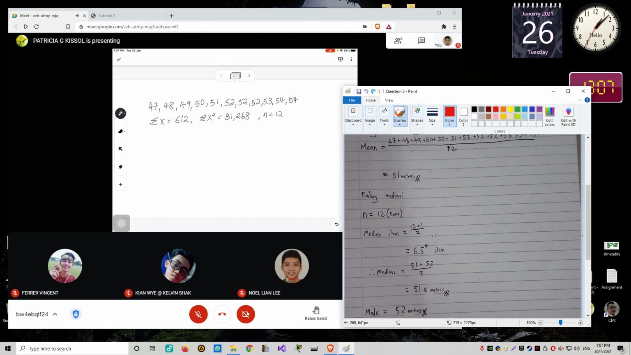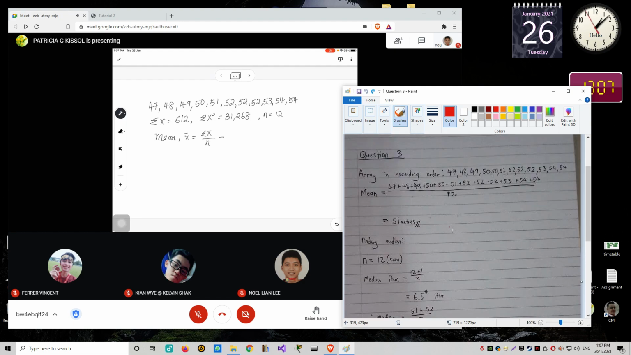Okay, so basically to find the mean. Now this question doesn't ask you to give any comment, yeah, it's just a basic calculation. So to find the mean, it's a sample, so we label it as x bar. It's actually summation x divided by n. So what we have here is therefore 612 divided by 12, and that should give you 51.